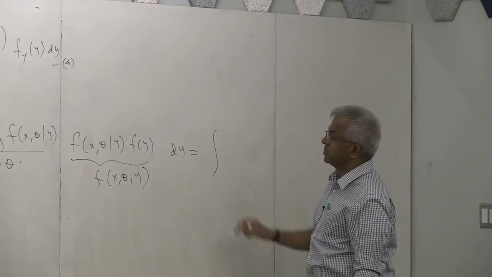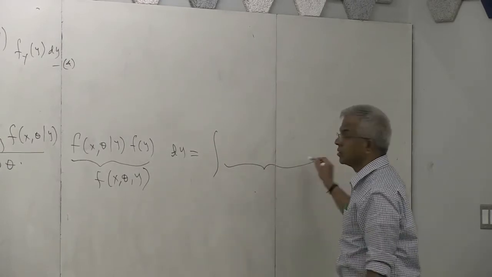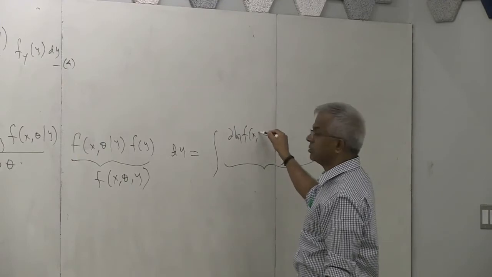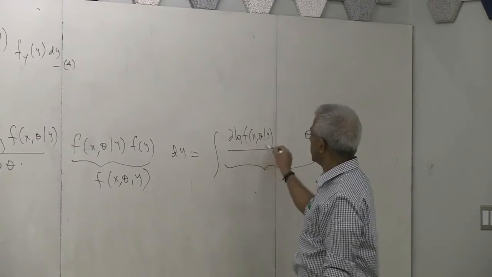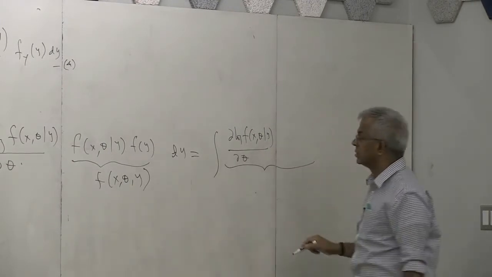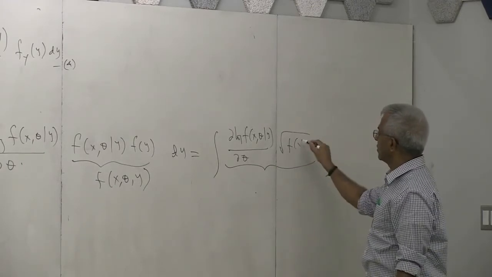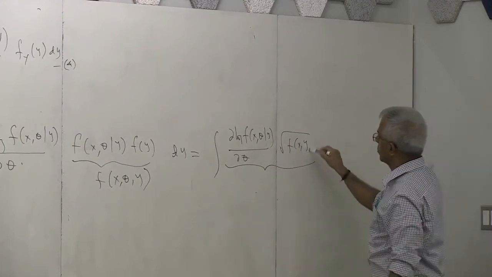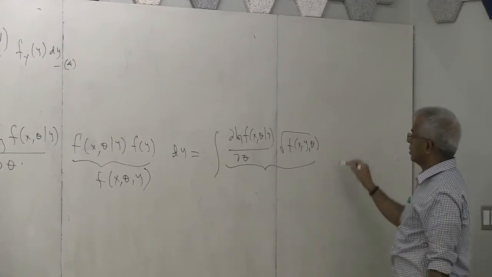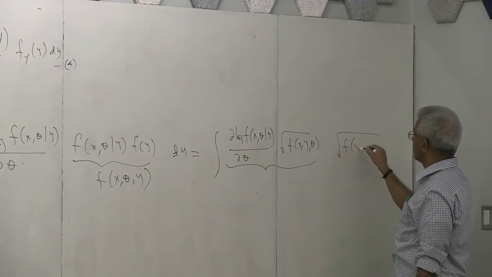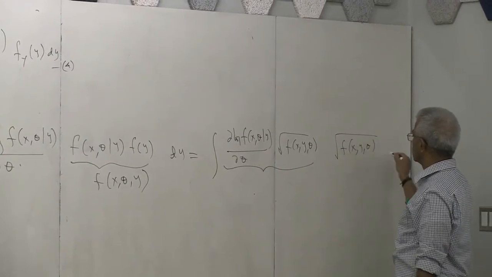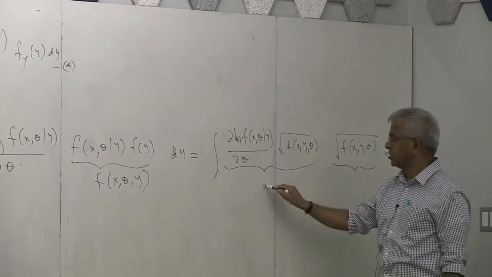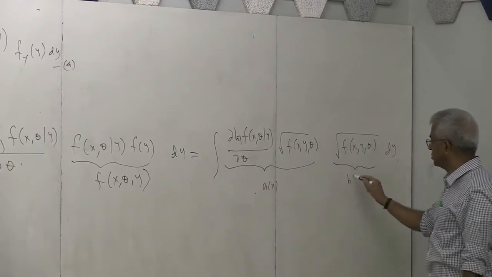So let me write this as d log f of x comma theta given y, d theta, multiplied by square root of f of x comma y comma theta, multiplied by square root of f of x comma y comma theta. So this is some function a(x), this is b(x).